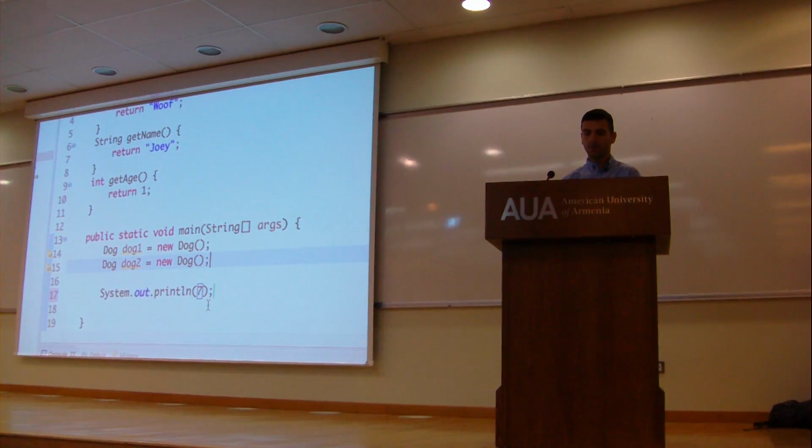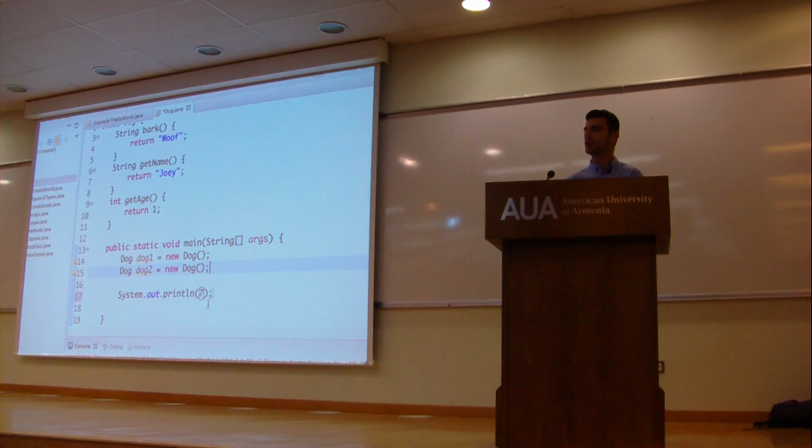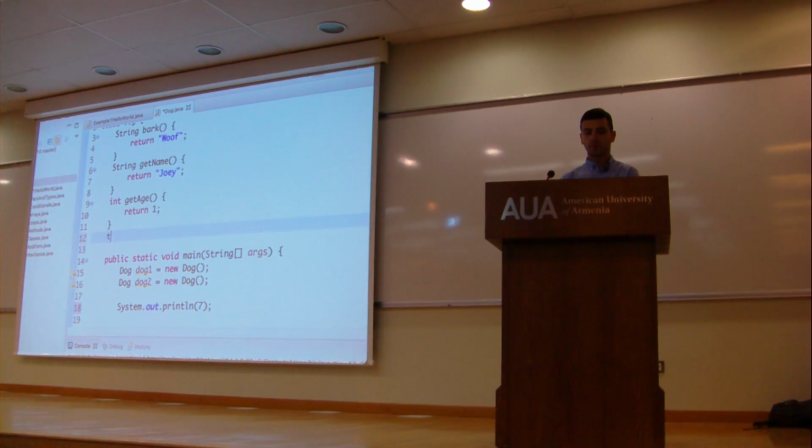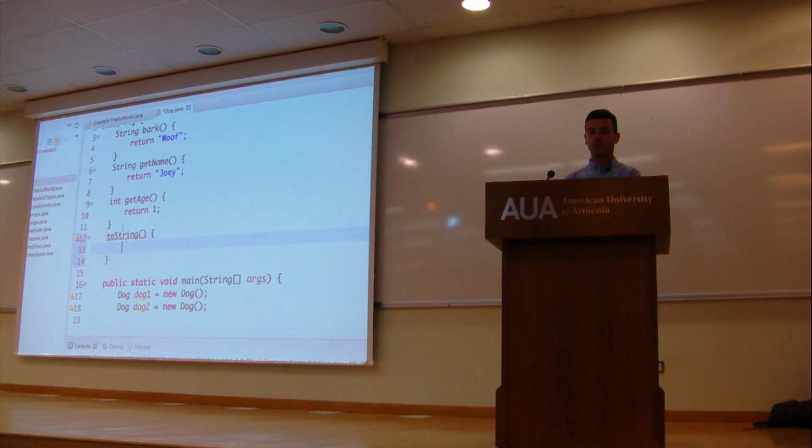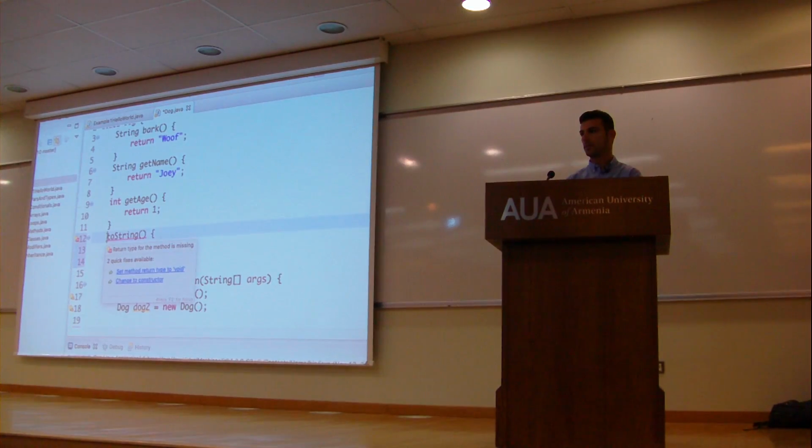Okay, that's easy. But how do you stringify something that is not just a number? Something more complicated, like a dog. What is the string representation of our dog? Well, there's a function called toString. What do you think it's going to return?